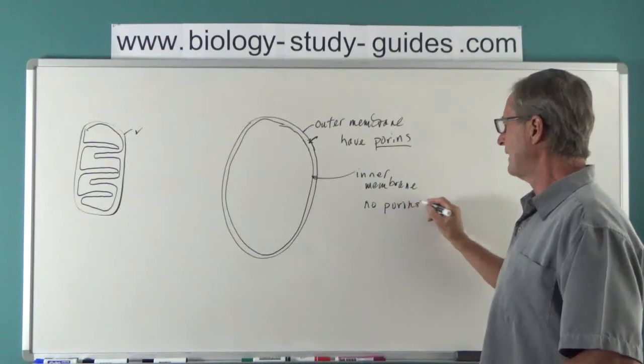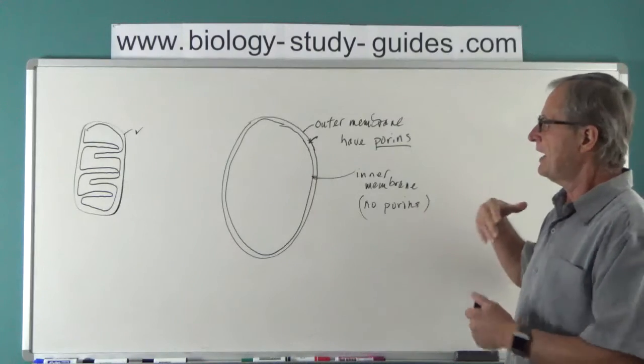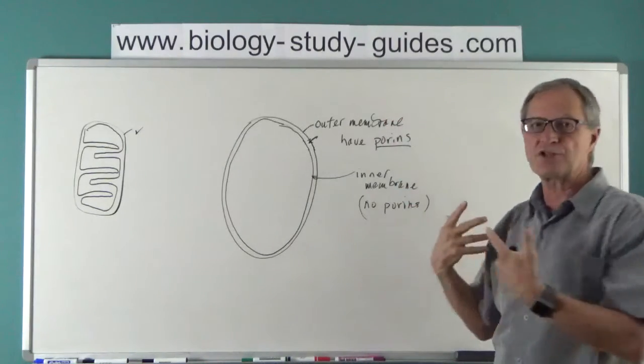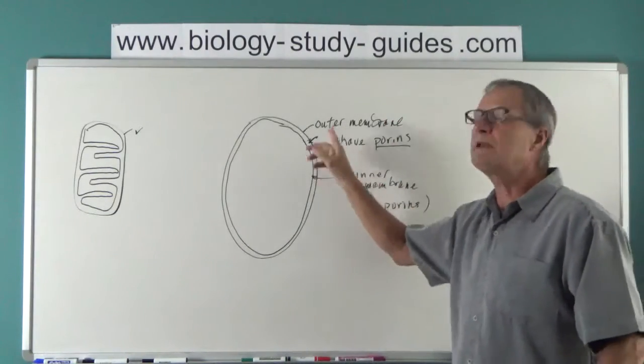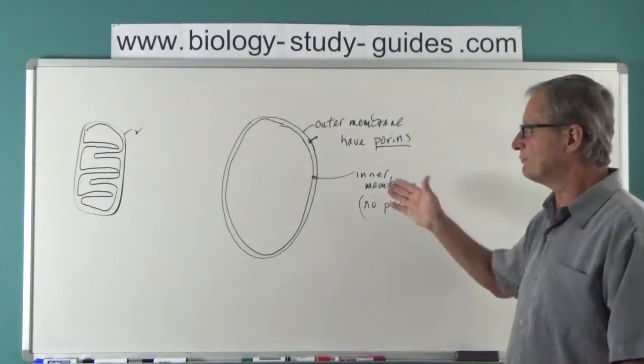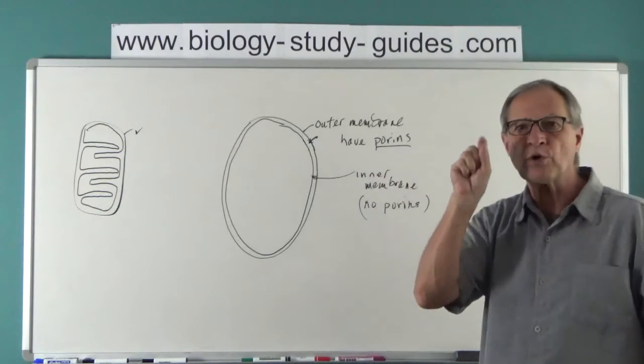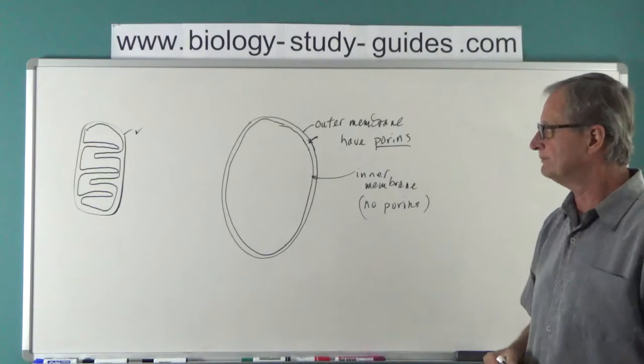So right away you recognize that it has a different function. It has a different structure than the outer membrane, hence a different function. It does have permeability. All membranes have a certain degree of permeability, and that's a function of the proteins that are in it, but it doesn't have these protein-lined pores. They're lined with the porins.